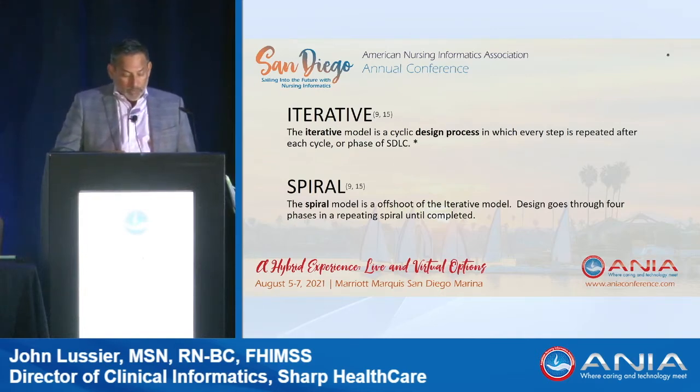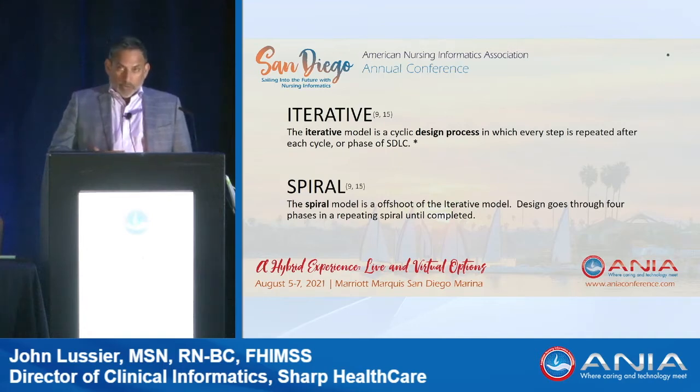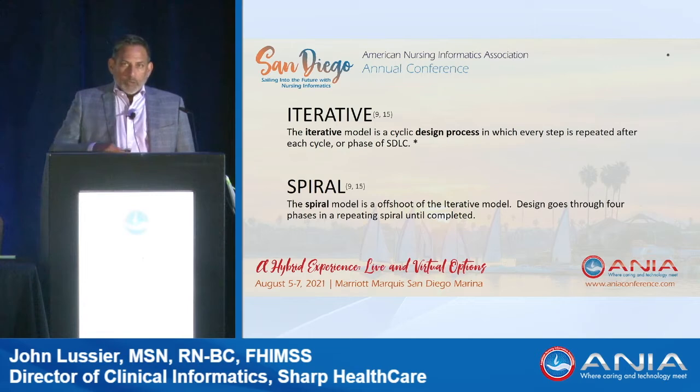The spiral model is an offshoot of that iterative model. Think of it as a spring. As a spring goes through, you're going through each of those phases, let's say the spring's in a column, you're going through the different phases, and it's used for a highly customized product.